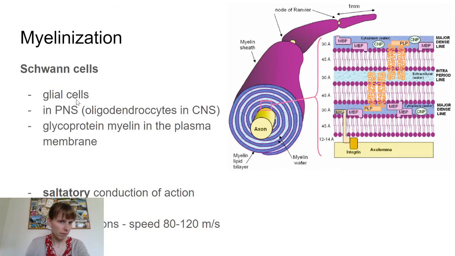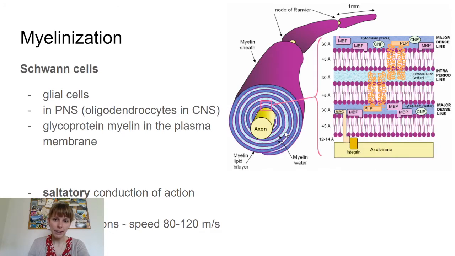So Schwann cells are once again glial cells which have myelin in their plasma membrane. So both oligodendrocytes and Schwann cells will have plasma membrane which will have special glycoprotein. So glycoprotein tells you it's a protein with a lot of sugar residues hung on it, and it's in the plasma membrane. So the plasma membrane will be wrapping many times around the axon, and in the end it will form the myelin sheath.